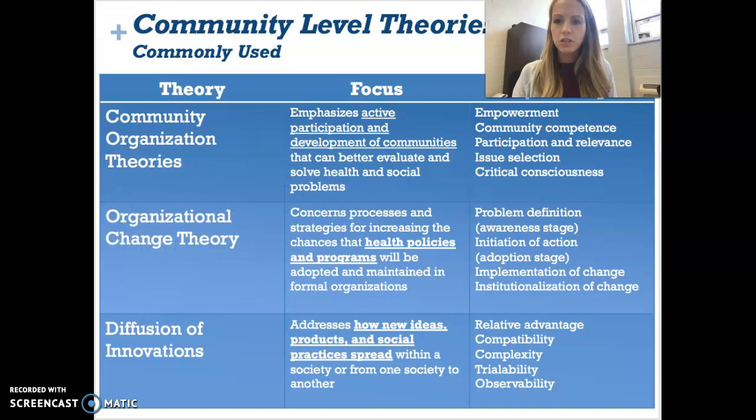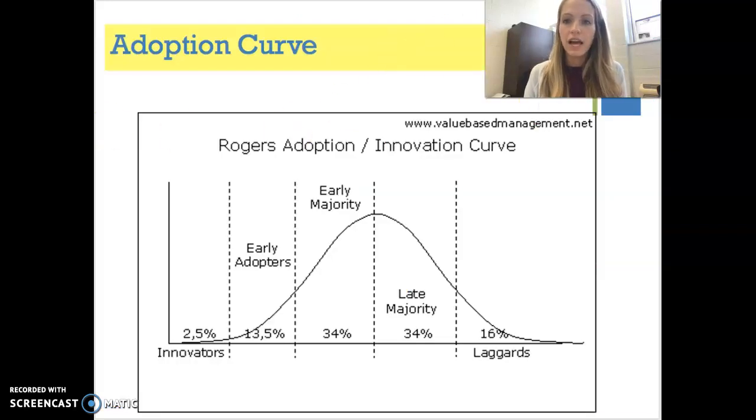All right, we just talked about the different intrapersonal theories and interpersonal theories, and now we're moving on to the community level theories. The one that I want to pinpoint the most here is going to be the diffusion of innovations, and this addresses how new ideas, products, and social practices spread within a society or from one society to another. Here, it's important to note how that happens.